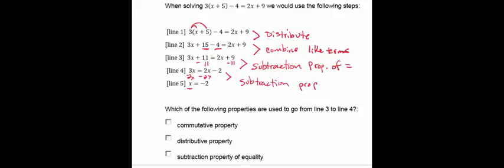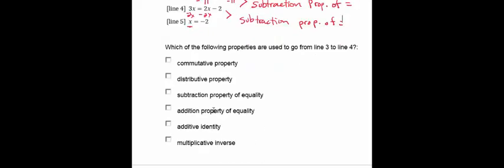All right, so the question says, which of the following properties are used to go from lines 3 to 4? And I think what we said was the subtraction property of equality. And so of all of our choices, some of these were used, but I am going to go with the subtraction property of equality. So that does it for this example. Please stay tuned for the question that follows.